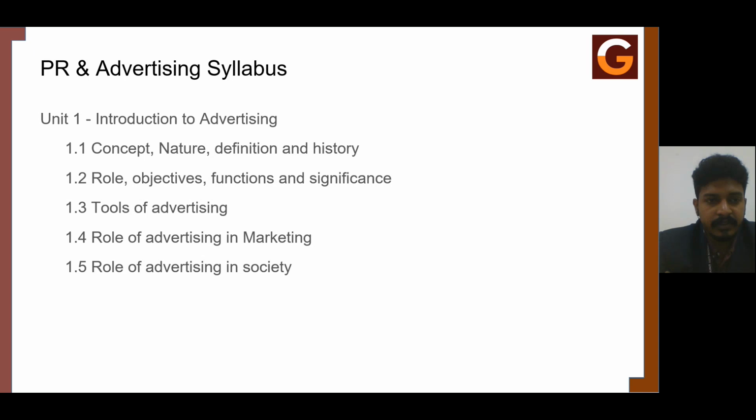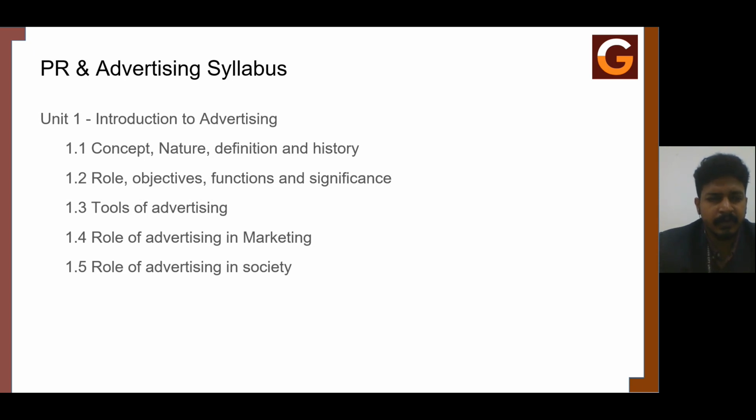So the first unit is about advertising in general, trying to understand the basic concept, understanding the history of advertising. The first subunit actually covers the concept, nature, definition, and history. And in the second subunit, we'll be looking at the role, objectives, functions, and significance of advertising, and basically its place in the world today.